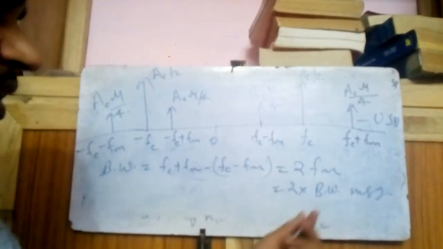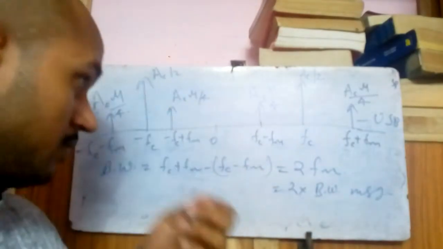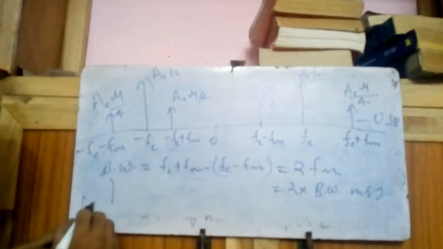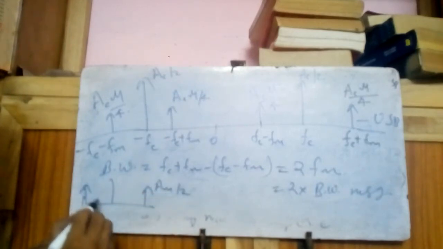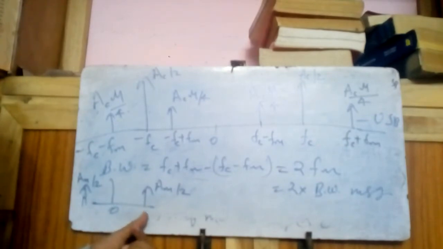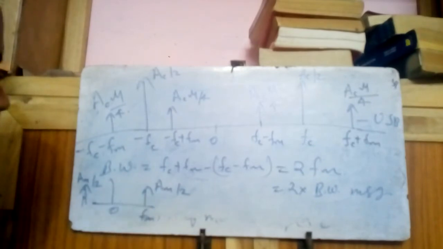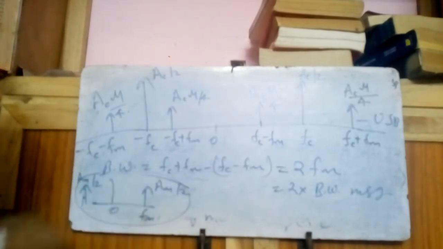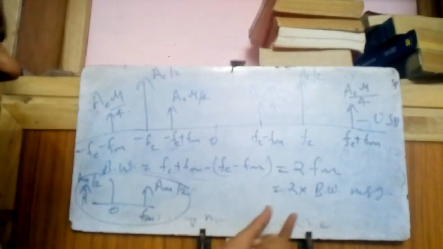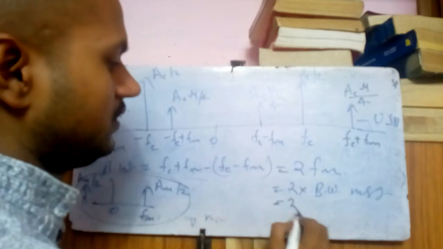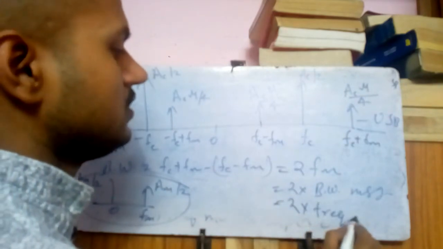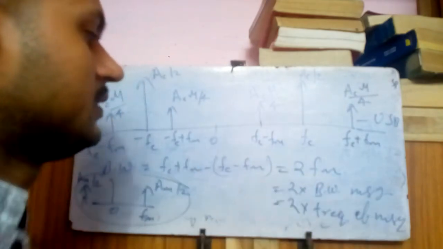Here we are saying the bandwidth of message, but generally the message is AM by 2 and AM by 2. What will be the bandwidth? It is FM minus FM, that is 0. But we do not discuss the 0 bandwidth. We simply say 2 into the frequency of the message.